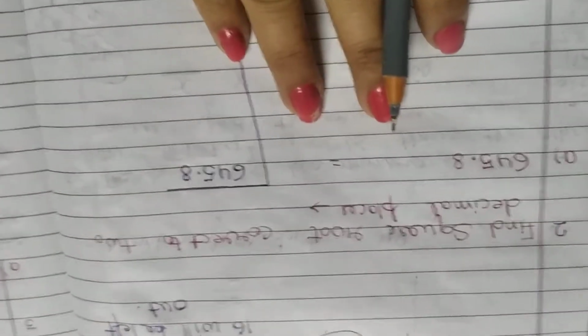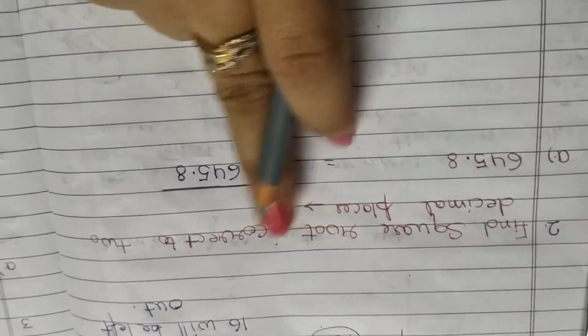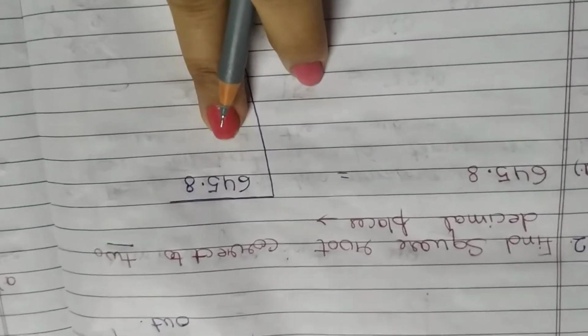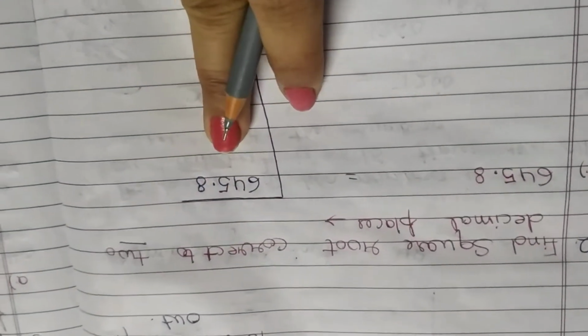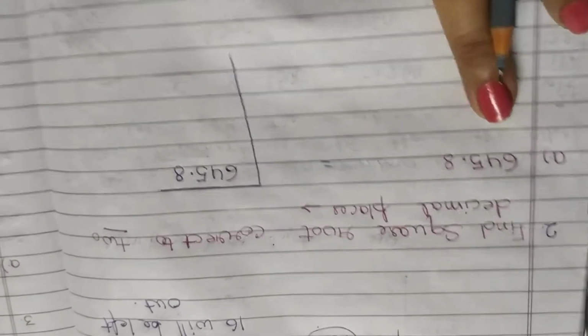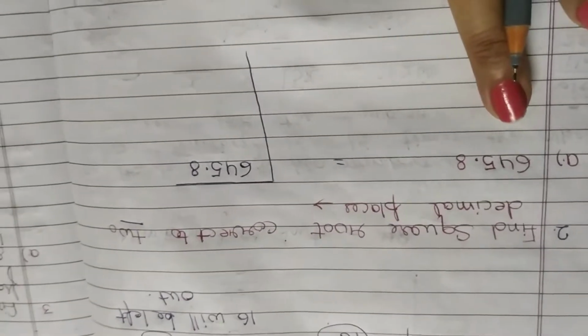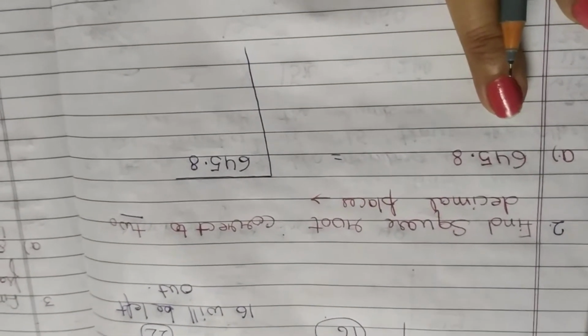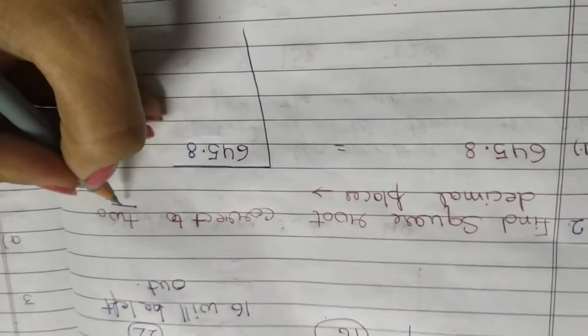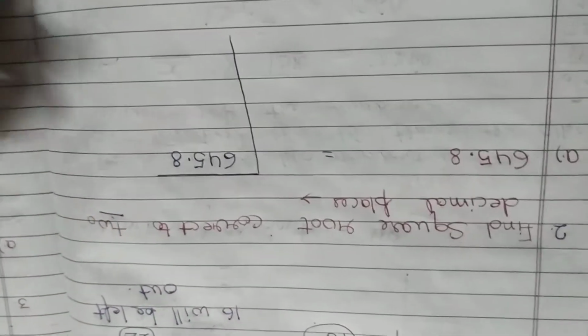Time to do question number 2. Find the square root correct to two decimal places. See, we have to find the square root till two decimal places. It means that it is not a perfect square. We will not get a definite value, but we have to divide until we get the number up to two decimal places. To make it two decimal places, a big number should be there.